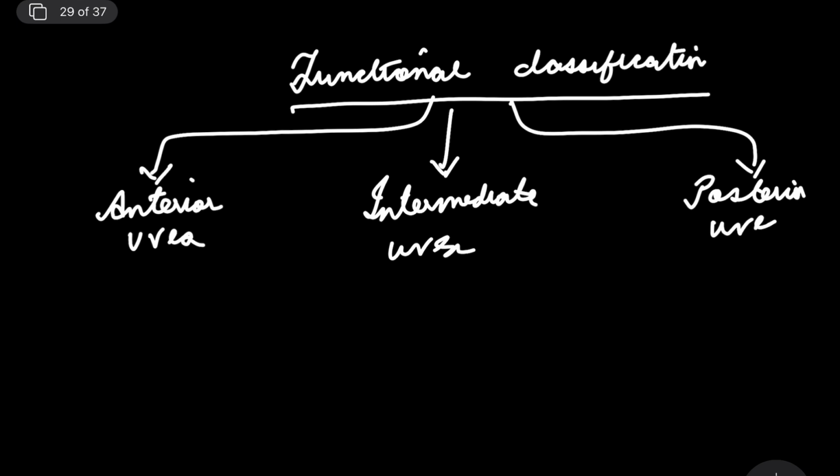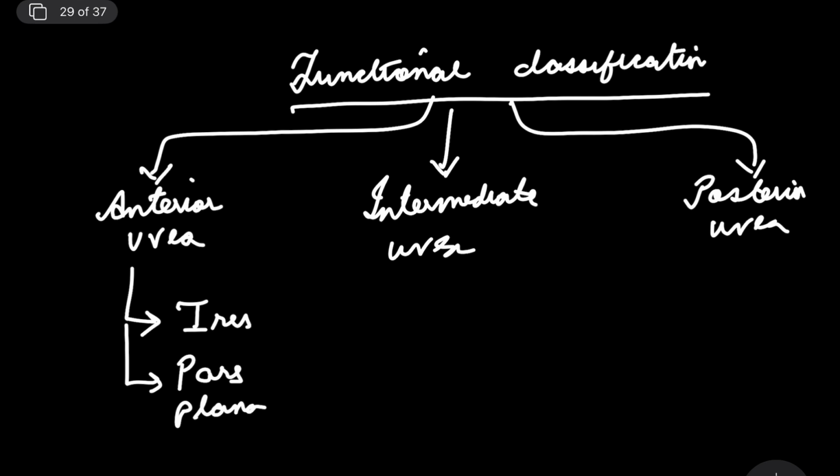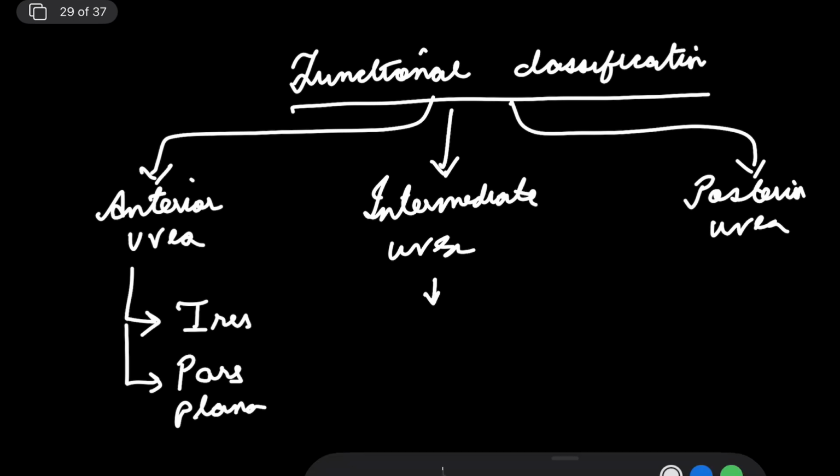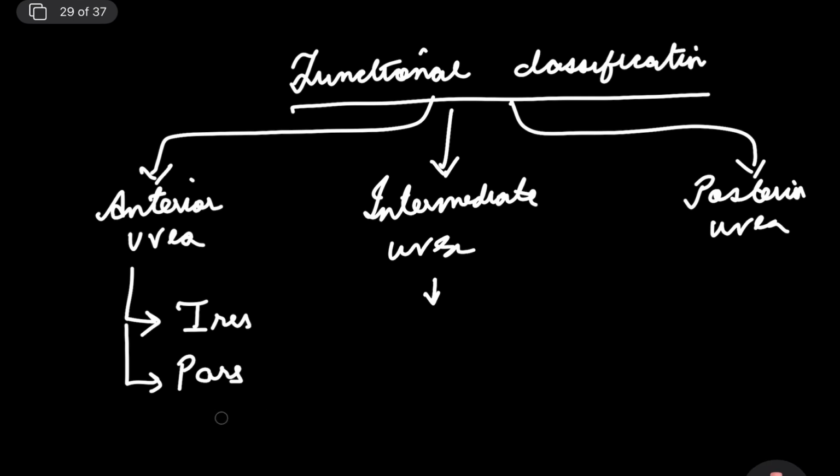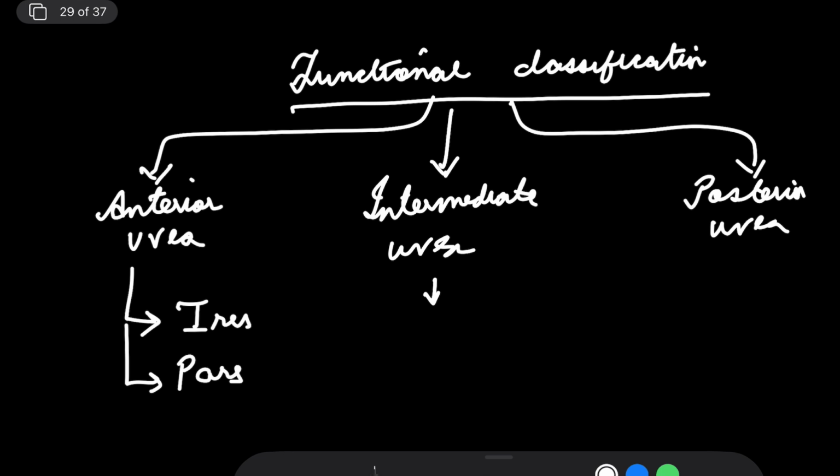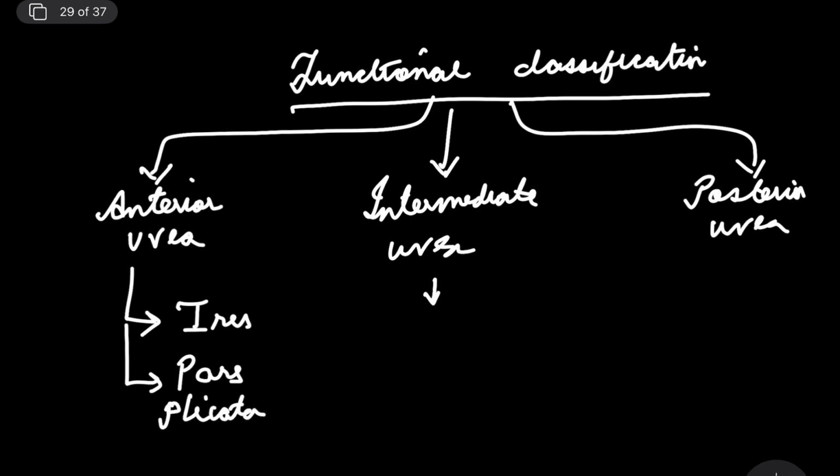Now let's correlate the functional and the anatomical classification together. Anterior uvea, if we were to correlate that to the anatomical classification, is nothing but the iris and pars plana together. This is the functional classification. Intermediate uvea is only, or did I say pars plana? I'm sorry, I've made a mistake over here, please forgive me. This is not pars plana, this is pars plicata. Intermediate uvea is only pars plana. Kindly don't make this mistake as I did just now. Posterior uvea, on the other hand, is the only remaining part, choroid.